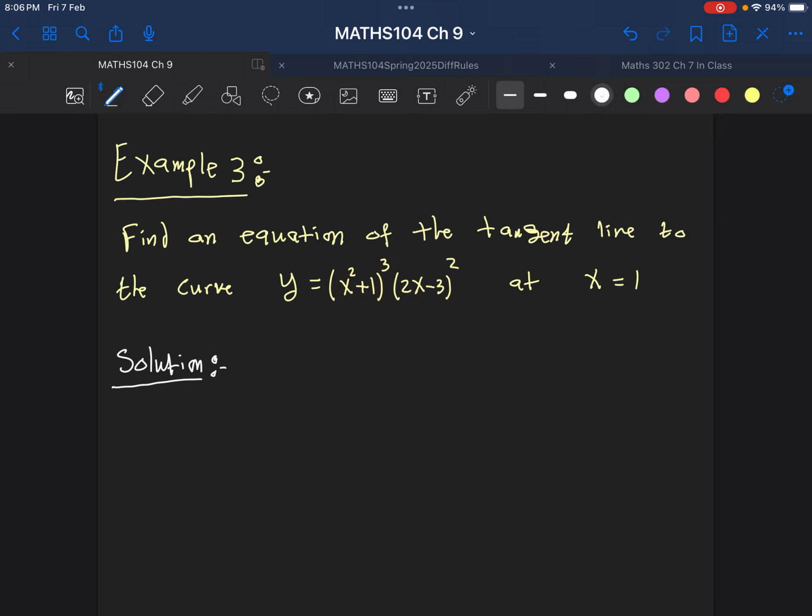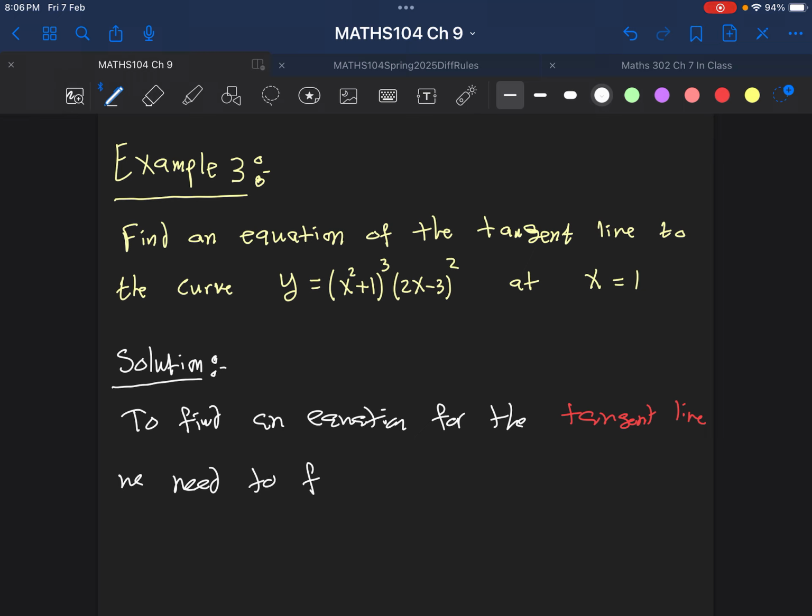Now, in order to find an equation for the tangent line, remember, the tangent line is a very important special line. We need to find a point on the line and the slope of the line. And remember, the slope of this line is a special one, which is the derivative.